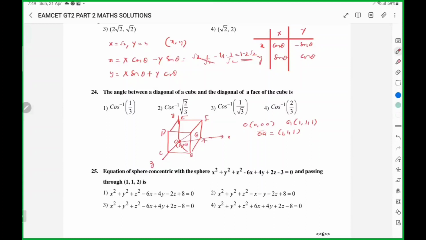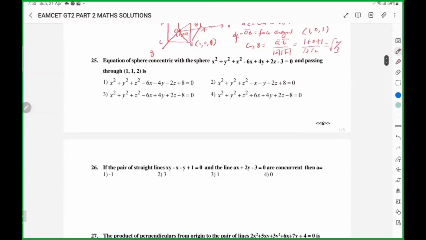So OG is one diagonal. A face diagonal means this is in the XZ plane whose Y coordinate is 0. So OB is a face diagonal whose coordinates are 1, 0, 1. This is a cube diagonal, this is a face diagonal. The angle between these two is theta, cos theta is A dot B by mod A mod B. Here we get 2 by root 3 root 2, which is root of 2 by 3. The second option is correct.